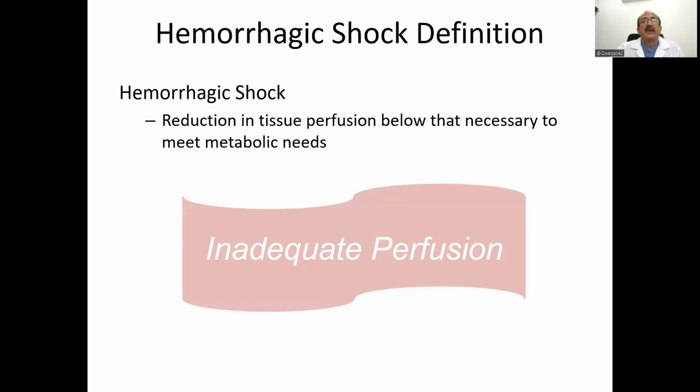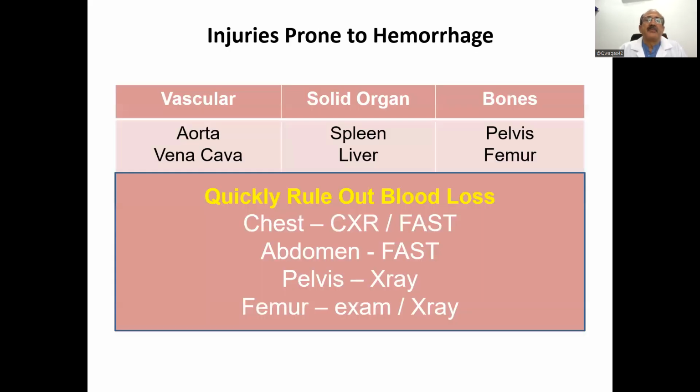Okay. As I already mentioned, we have to emphasize hemorrhagic shock. Hemorrhagic shock is the reduction in tissue perfusion flow that is necessary to meet the metabolic needs, due to inadequate perfusion, and the cause is hemorrhage, which leads to hypovolemia. Major injuries in which a person can be prone to hemorrhage are vascular, solid organ, and bones.